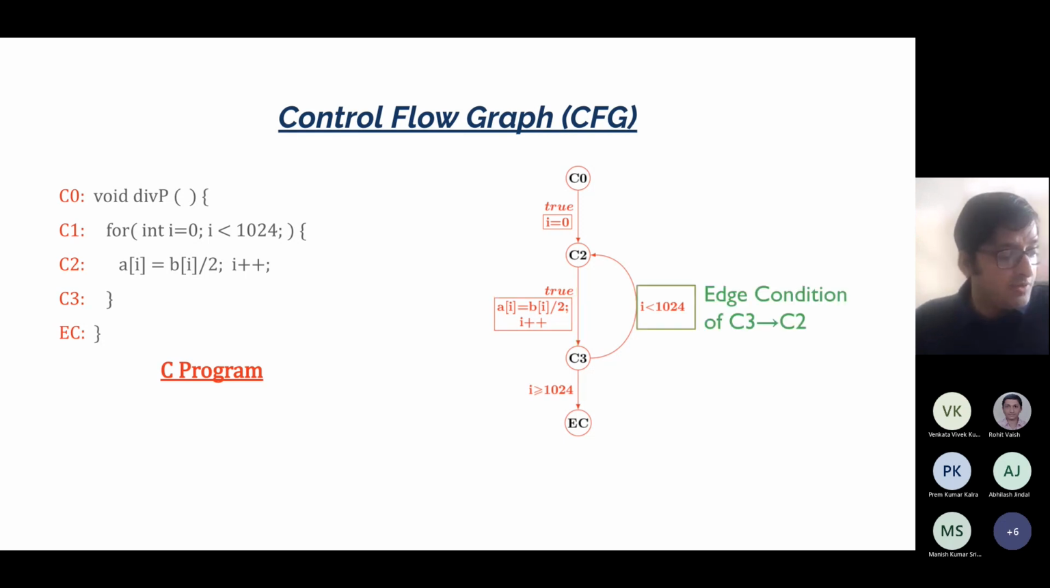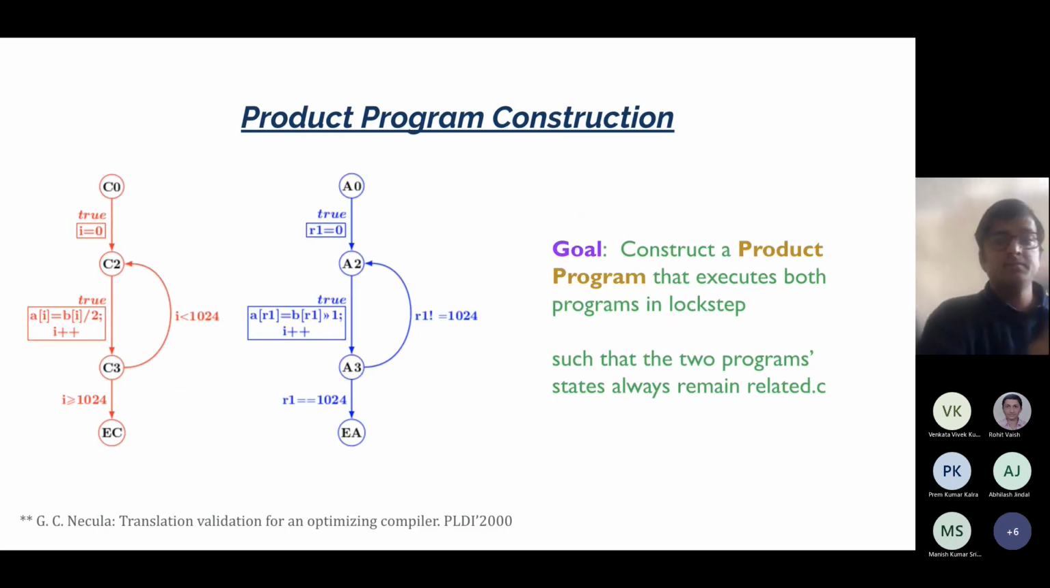Also, every edge is labeled with the condition under which that edge is taken. For example, the edge from C3 to C2 is only taken under the condition i < 1024. I'm drawing a rectangle around the transfer functions, and for conditions I'm not drawing any rectangle. Also, if the condition is true, then sometimes I just omit mentioning it. Here I have mentioned it everywhere. For example, going from C3 to EC, the condition is i >= 1024. From C0 to C2, the condition is true. I could have just omitted it as well.